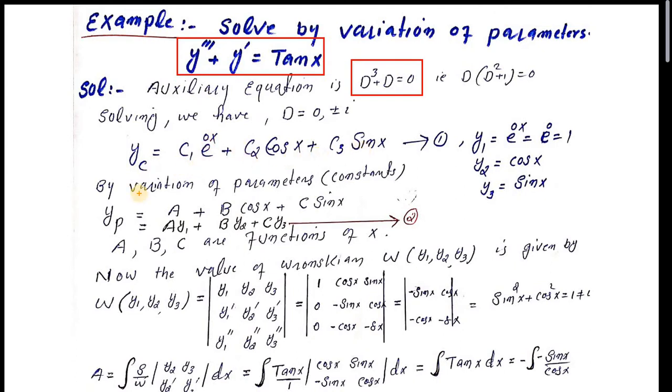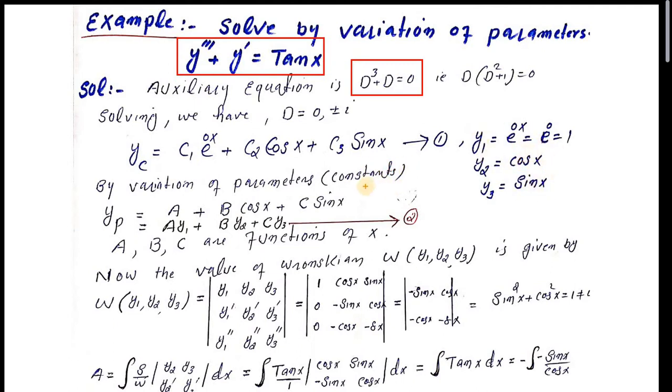x + c3 sin x. By using variation of parameters, which is also called variation of constants, we replace c1, c2, c3 by functions A, B, C. Here A, B, C are three functions of x. Now yp can be written as A·y1 + B·y2 + C·y3. Here y1 = 1, y2 = cos x, y3 = sin x. y1, y2, y3, all of them have been written here.